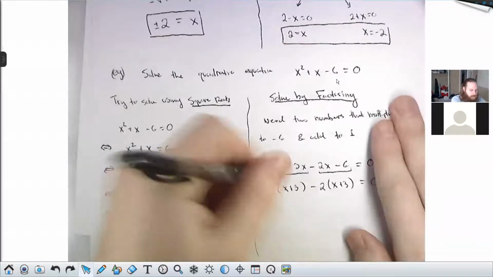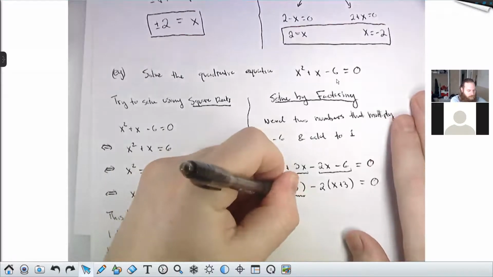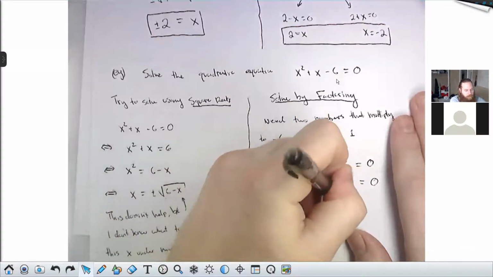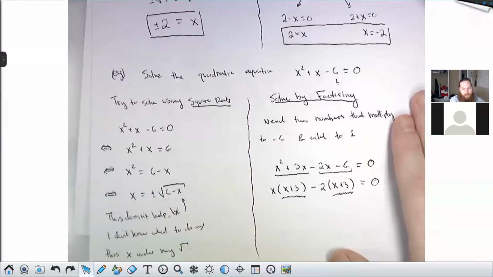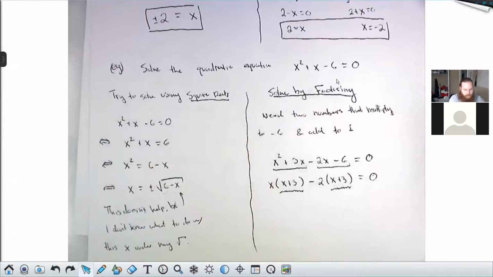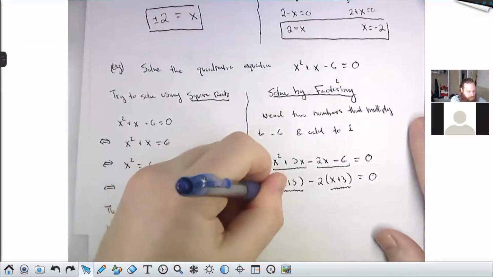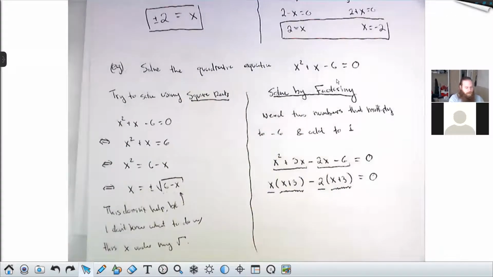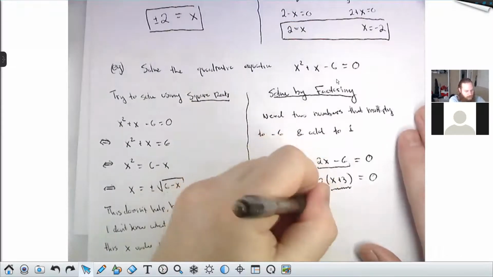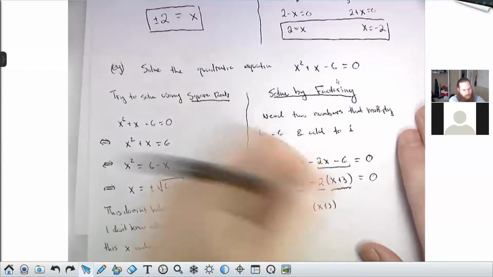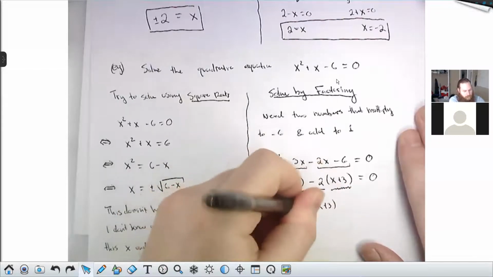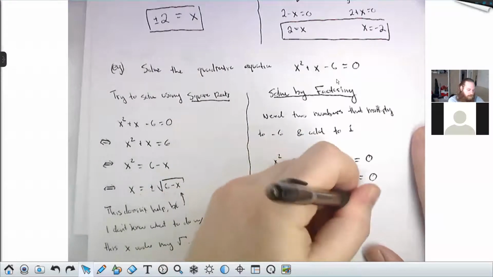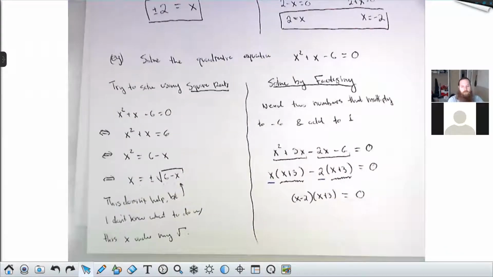And now what you notice is that the x plus 3 factor is common to both of those terms. So you can pull it out on the right. And what's left will be x minus 2. So when we factor the x plus 3 out on the right, what's left here is x minus 2. So you get x minus 2 times x plus 3 equals 0. And that's it. You factored the thing.